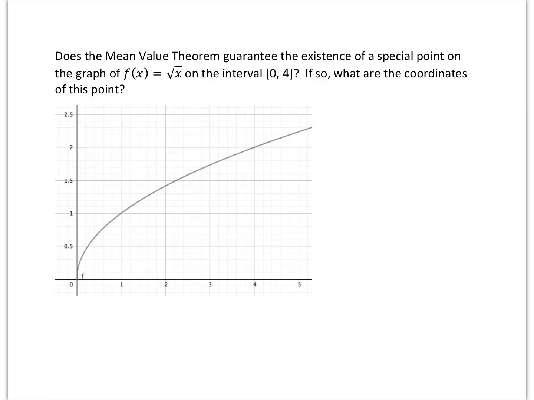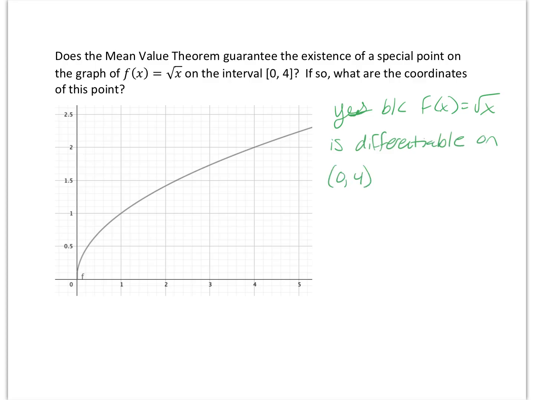Does the mean value theorem guarantee the existence of this special point C on the graph y equals square root x on the interval from 0 to 4? It does, because square root of x is differentiable from 0 to 4. Smooth and continuous. Because f of x equals square root x is differentiable on the interval 0 to 4.